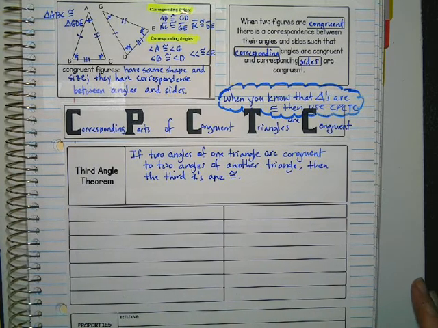So basically what you're given here is angle A is congruent to angle D.